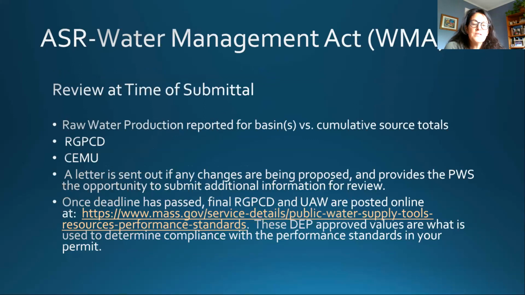So fairly soon after your submittal, I go through and I look at your RGPCD, your CMU, and your raw water production reported versus the cumulative source totals. If I have any questions, if there's any changes being proposed, if we're missing data, we put together a letter and we submit it to the public water suppliers with the opportunity to submit additional information for review. Once the deadline for that is passed, the final RGPCD and UAW numbers are posted online at the website there in the last bullet. And these are the DEP approved values, which we use to determine your compliance with the performance standards in your permit. Next slide.